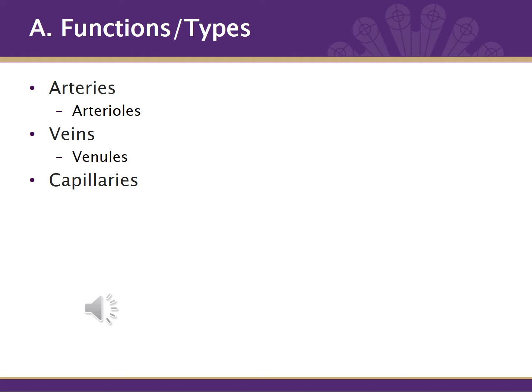Capillaries, finally, are the smallest blood vessels. Capillaries are found at sites of exchange. Capillaries can be found in the lungs, or are considered pulmonary, or they can be found in body tissues and are thus considered systemic.